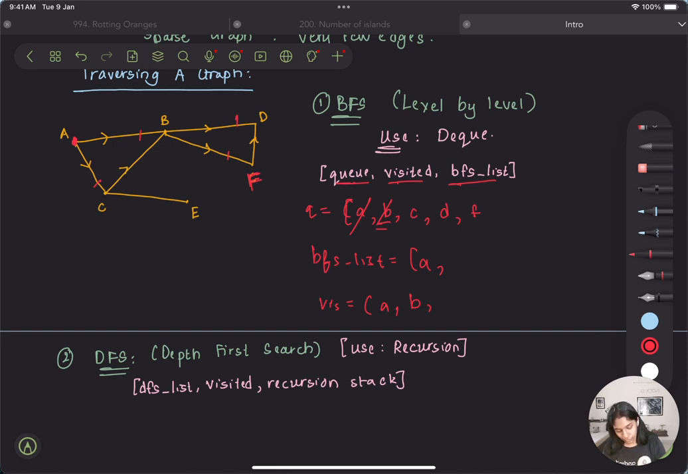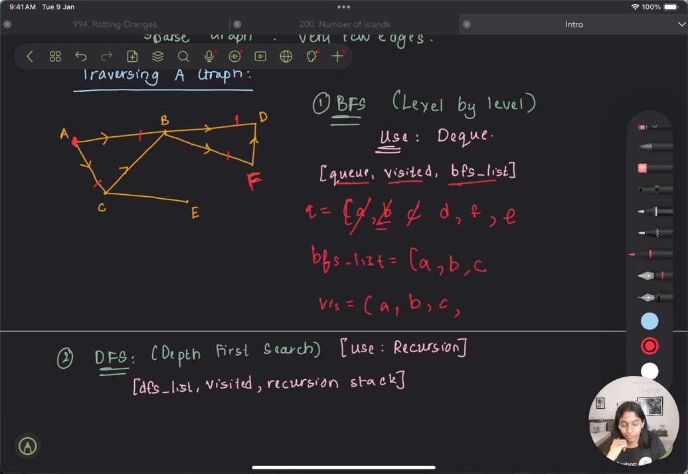So I add those. And next time when I come to the queue and I pop from left, the value is actually C, which had to be removed. So once I remove C, I'm going to look at the neighbors of C. So I'm going to go ahead and add E. And now visited, C is added, BFS list, B was added, C is added.